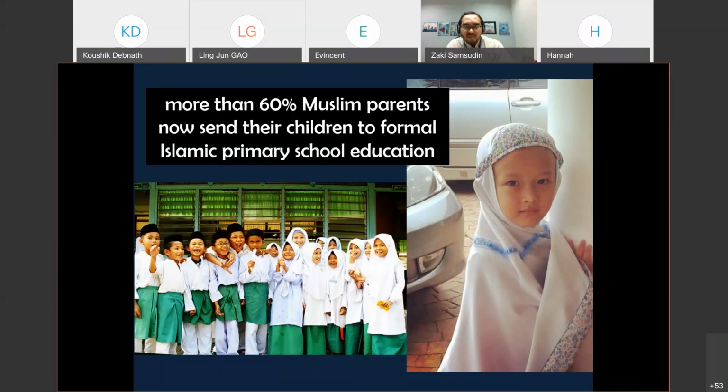Now more than 60%, probably even more now. The most recent statistics could be even more than 60%. I would say it could easily be more than 60% to say that Muslim parents now send their children to some formal Islamic primary school education.